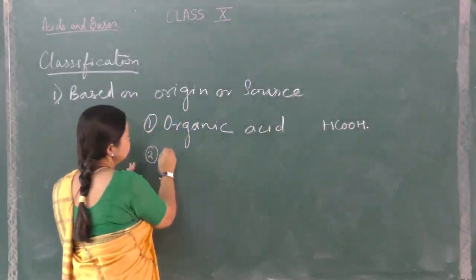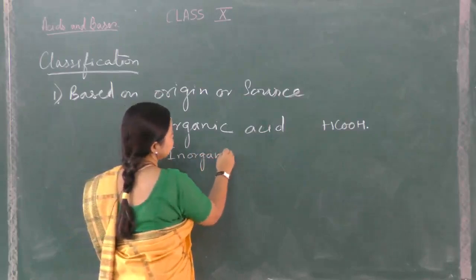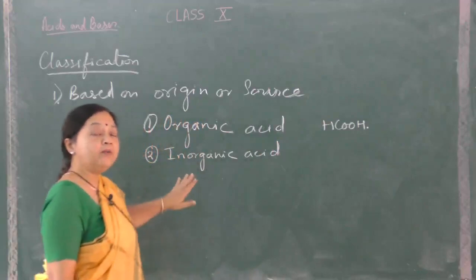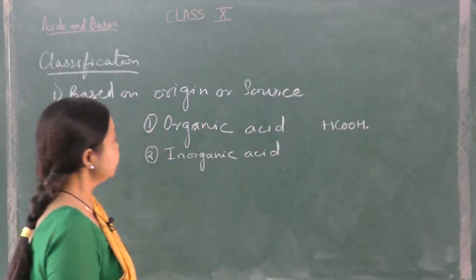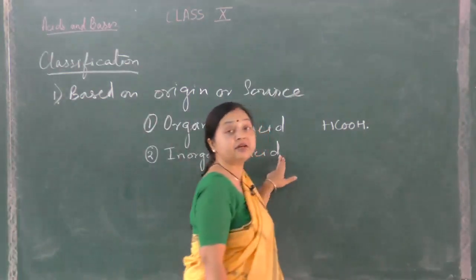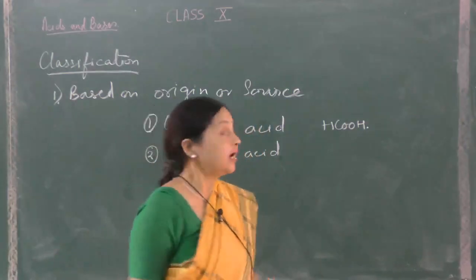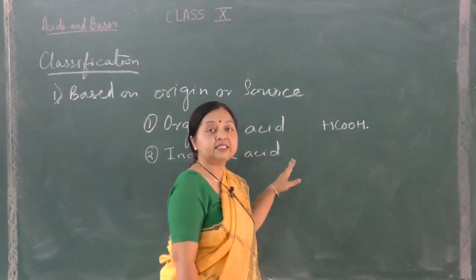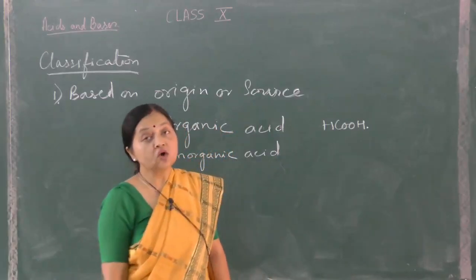Next is inorganic acid. Inorganic acids are also called mineral acids. Now mineral acids are found in the minerals that are found on the earth's crust, like carbonates, nitrates, sulfates, etc. From that is the origin. So carbonic acid, sulfuric acid, nitric acid, HCl, hydrochloric acid, all these acids are strong acids.